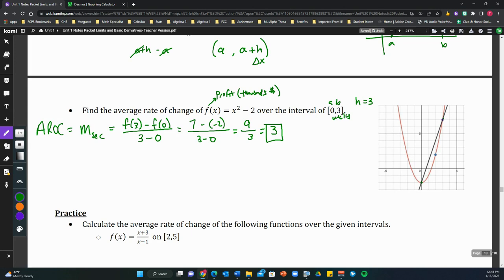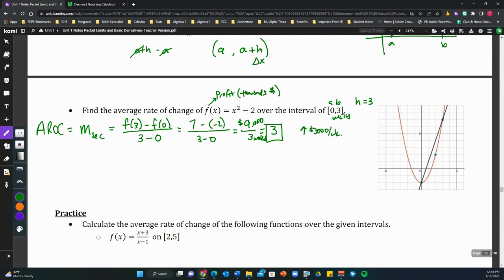So what all of these numbers would mean is after 3 weeks, the company's profit is $7,000. And at the very beginning, they were actually negative $2,000 in the hole. So they actually owed money to someone. But looking at the change over that interval, overall, the company's profit increased $9,000 over the course of 3 weeks, for an average rate of change of going up by $3,000 per week.